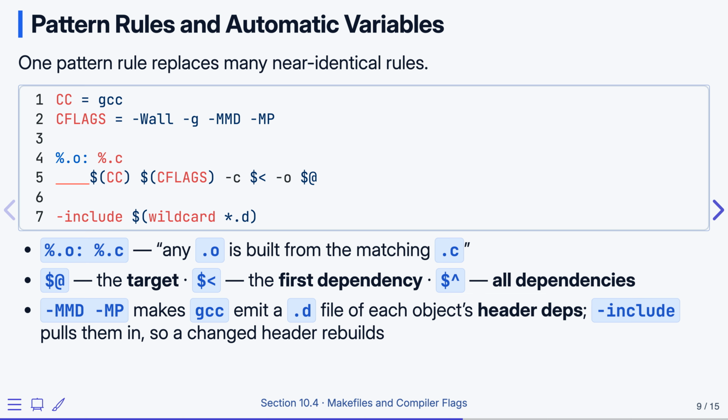The flags -MMD and -MP tell GCC to write out a small .d file for each object, listing the headers that object includes. The -include line at the bottom pulls those files in. Now, when you change a header, Make knows which objects depend on it and rebuilds them automatically. You never have to list header dependencies by hand.